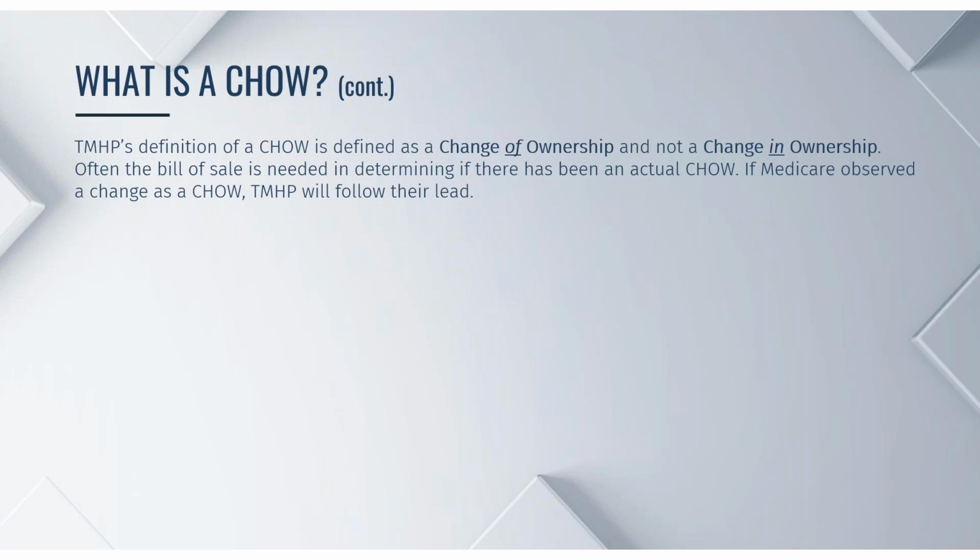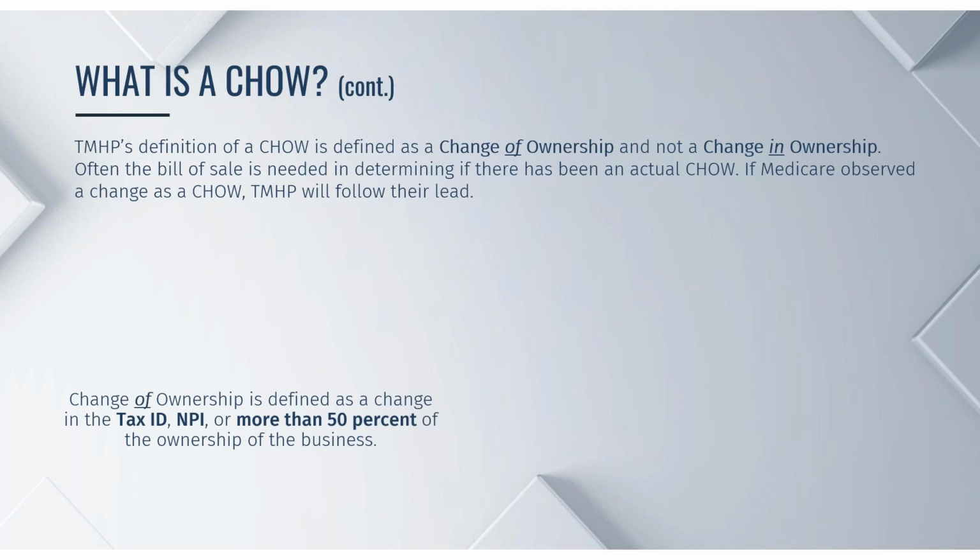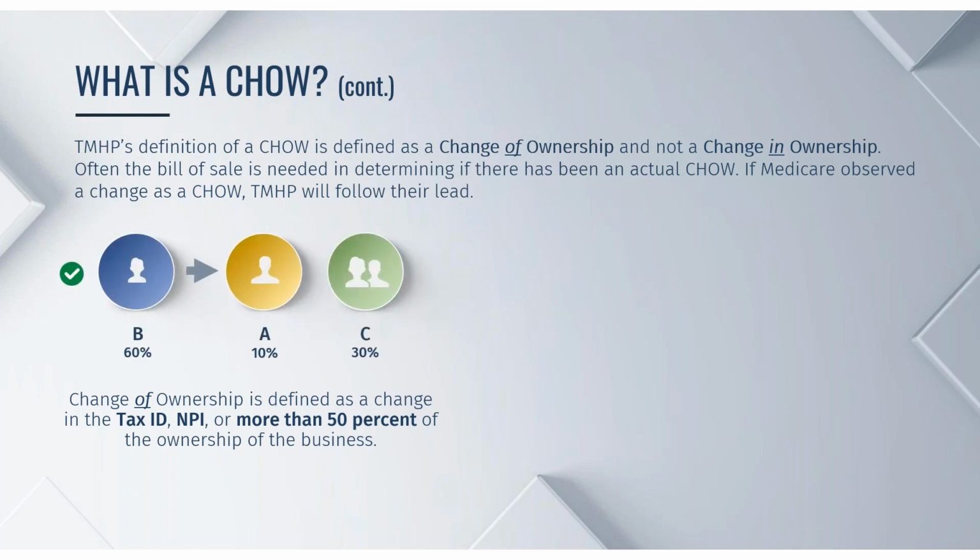A change of ownership is defined as a change in the tax ID, National Provider Identifier, or NPI, or more than 50% of the ownership of the business. In this scenario, owner B is transferring 60% of its ownership to owner A and owner C. This constitutes a change of ownership because more than 50% of the ownership is changing.